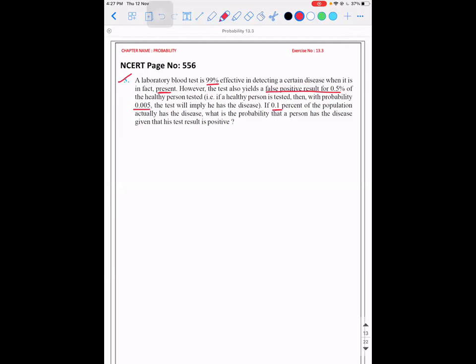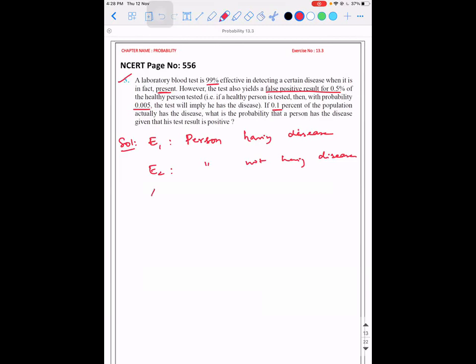So what are the events? Tell me. So what are the two exclusive events that are possible in this whole process? So the whole process is about testing, right? So when they are testing it, E1 is the event of person having disease, then E2 will be what? Person not having disease.